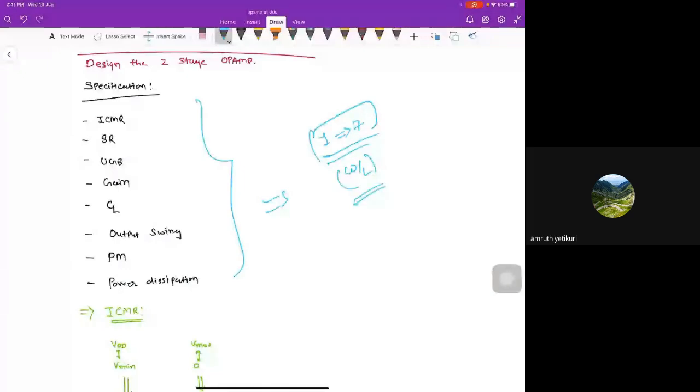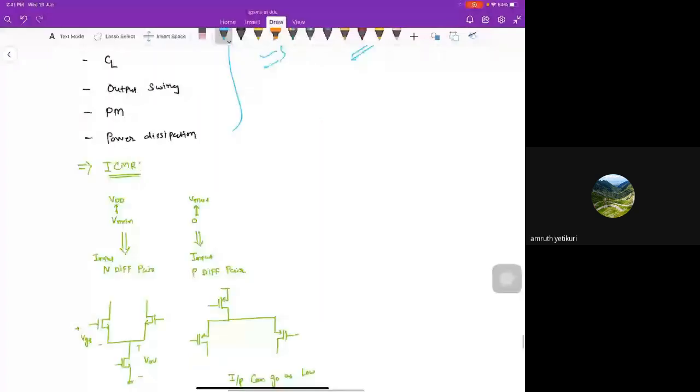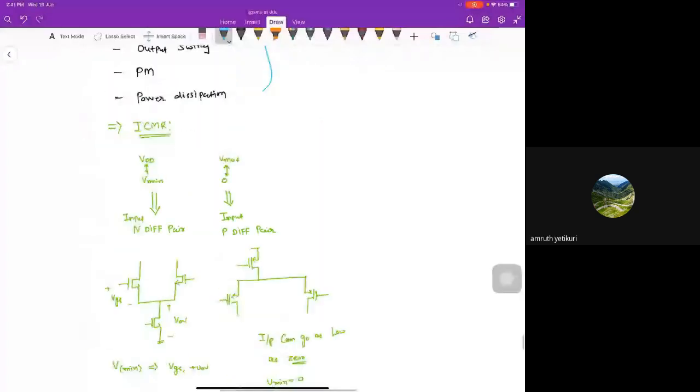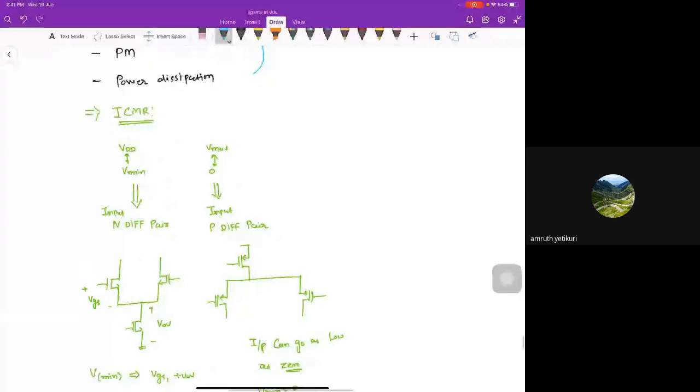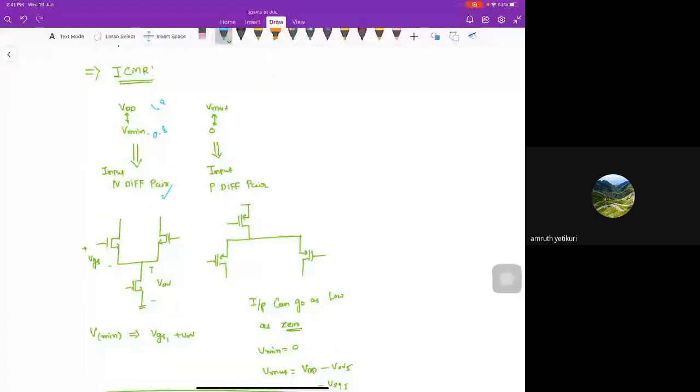And see, for the designing, let's do it step by step. It will hardly take 15 minutes, not more than that. So based on the ICMR, if the ICMR is given like this, with a minimum voltage to VDD, let's say 0.8 to 1.8, then we have to select the topology. Then we will select the input pair. Why? Because for the NMOS pair, we know that the minimum value required here is VOV plus VGS. That is satisfied here. That's why we have to go for the NMOS pair, because if this kind of thing is there.